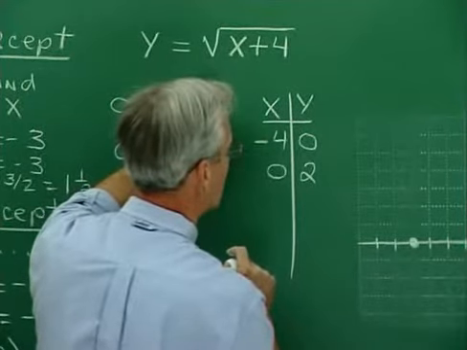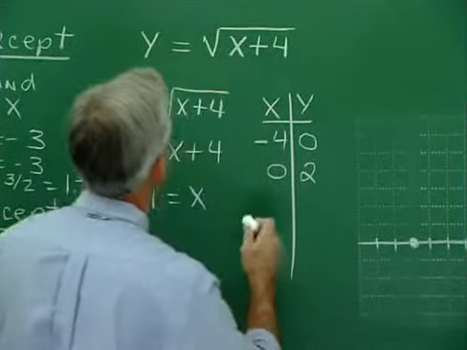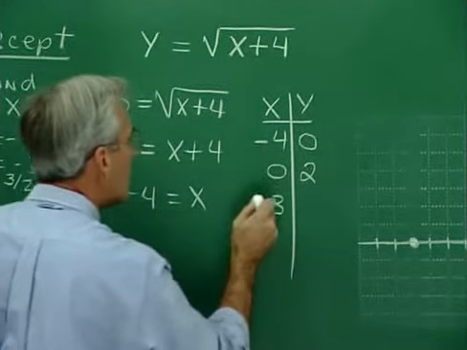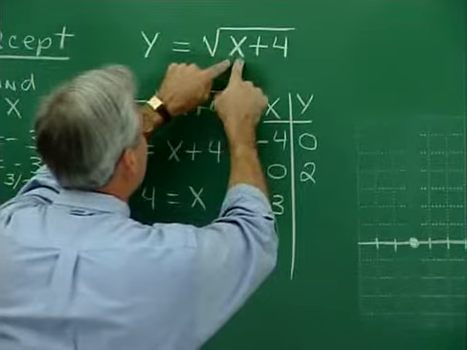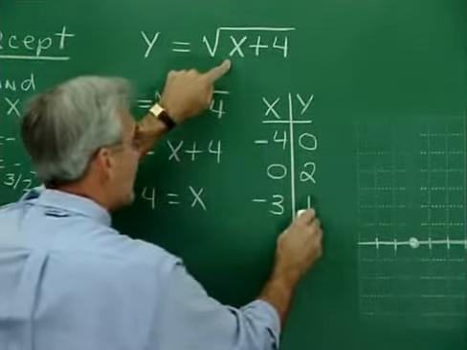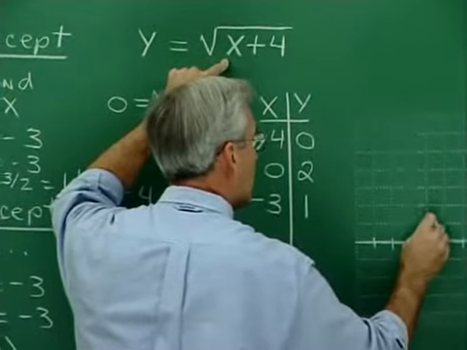How about something like negative 3? Because if x is negative 3, we have negative 3 plus 4, that's 1. The square root of 1 is 1. And that point is, let's see, negative 3, 1.